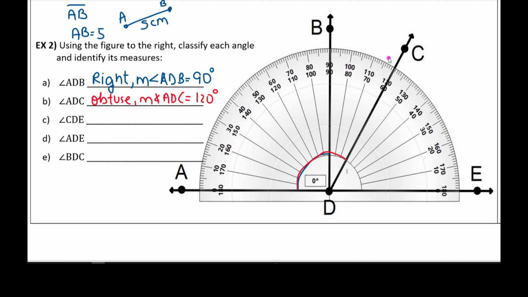CDE. So we have C, D, and E. Basically this angle right here. And we can use it from here, and we see that it's 60 degrees. So we know that is an acute angle. And we write the measure of angle CDE equals 60 degrees. Very good.